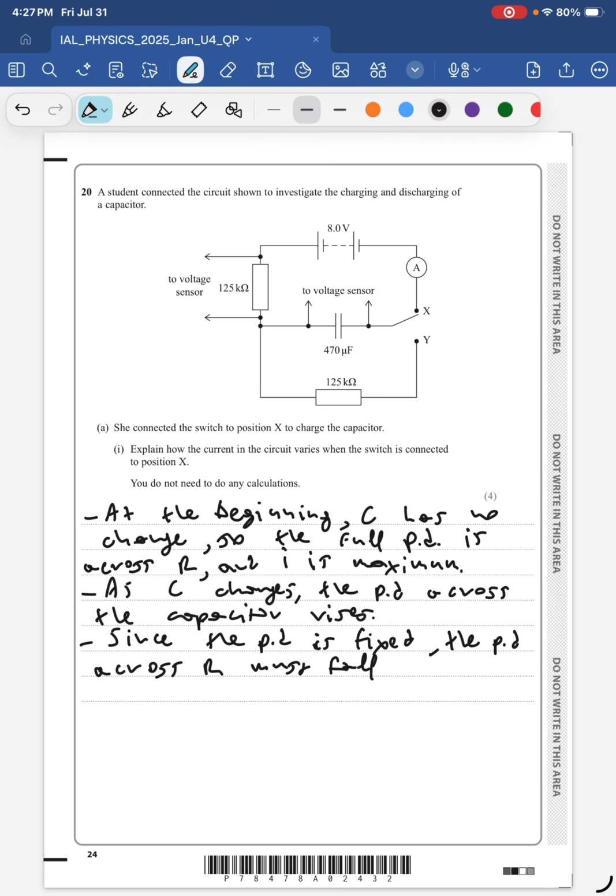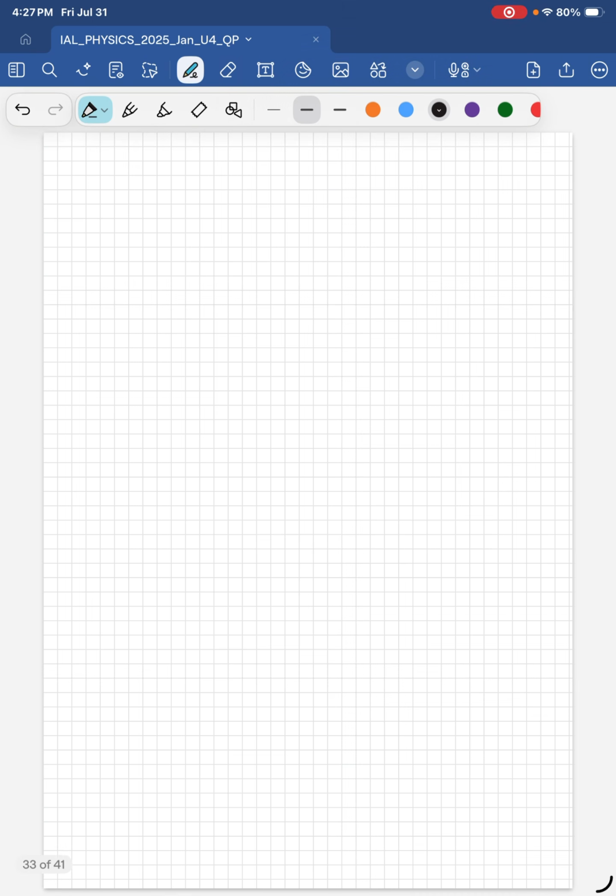Current is proportional to the potential difference. So let's create a clean page. So current is proportional to the potential difference across the resistor, right?